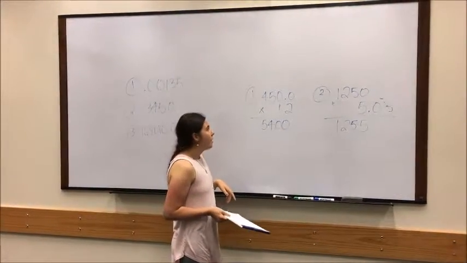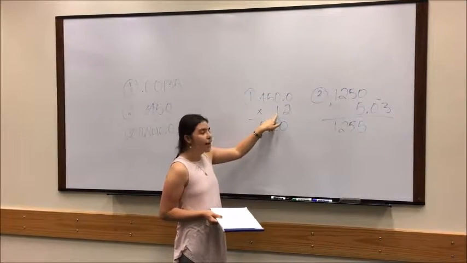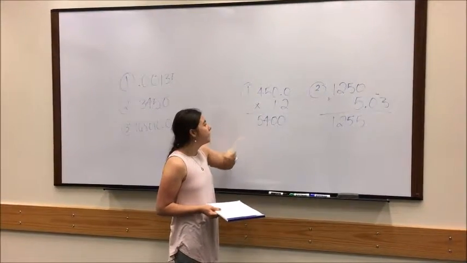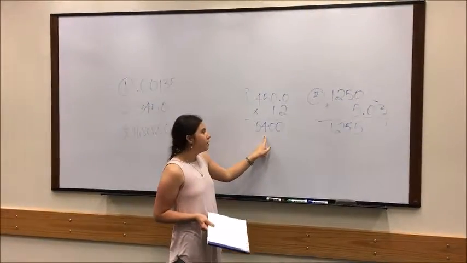When you're multiplying numbers, the answer will have the same number of significant figures as the number that has the least amount of significant figures. So the answer to this one will only have 2 significant figures.